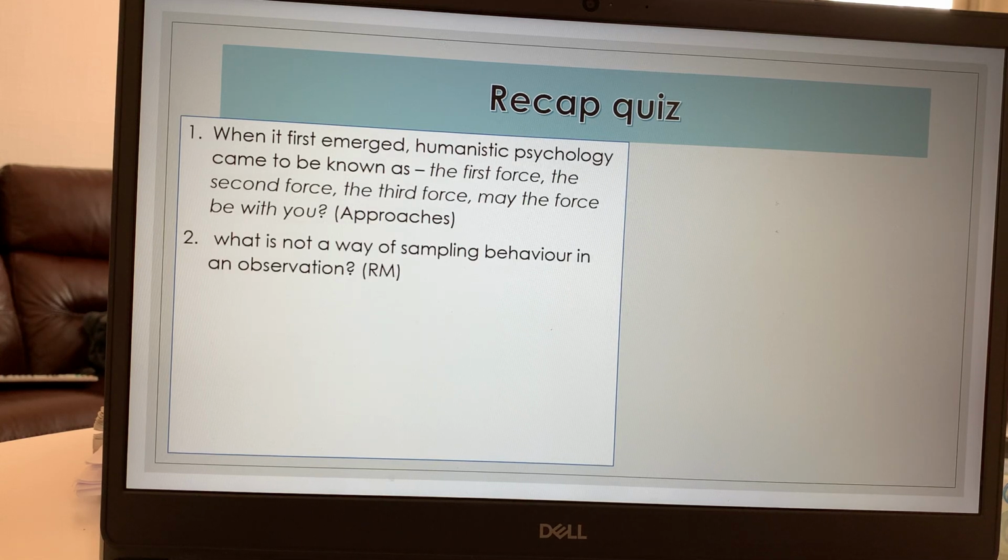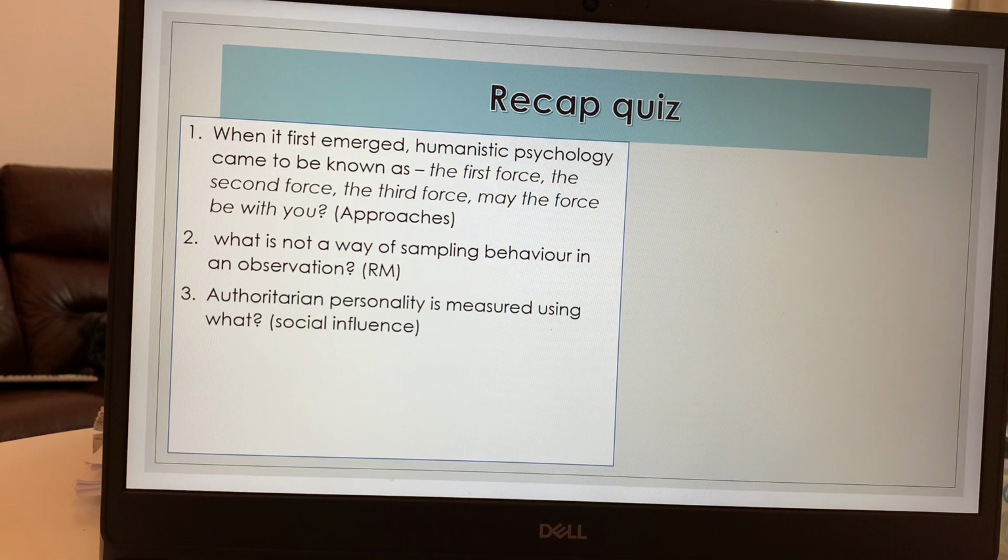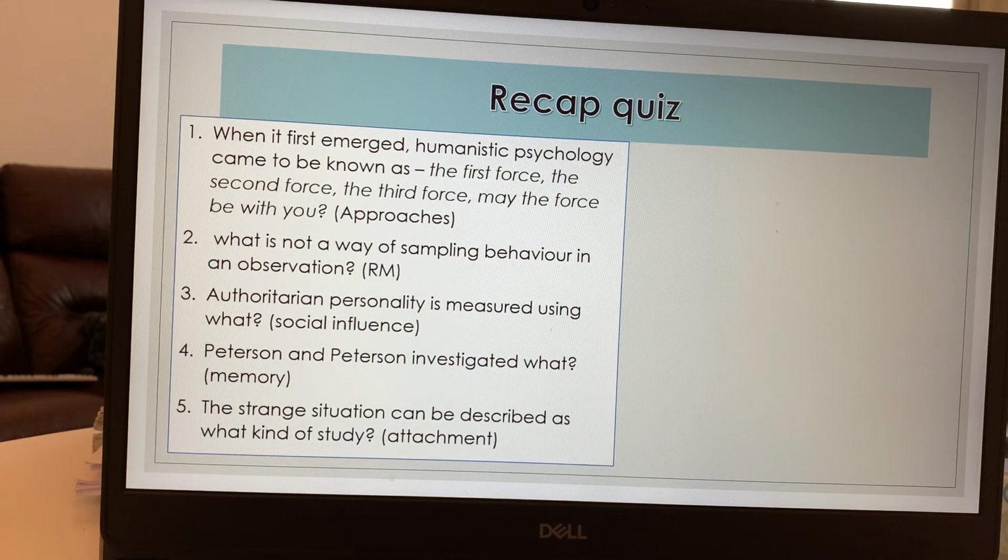So the recap: when it first emerged, humanistic psychology came to be known as what? The first force, the second force, the third force, or may the force be with you. What is not a way of sampling behaviour in an observation? Authoritarian personality is measured using what? Peterson investigated what in memory? And then the strange situation can be described as what kind of study? So take a minute, pause this, and then I'll pop up the answers so you can test yourself.